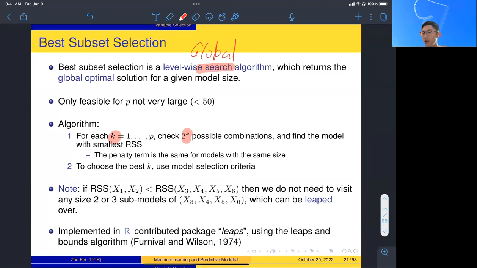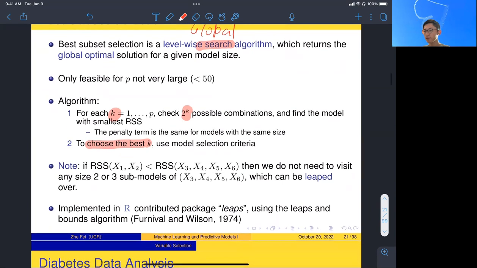Then for each k, we would have a best subset. And the second step is to choose the best k, which goes back to our model selection criteria. We want to penalize the model size k, where k is the model size.